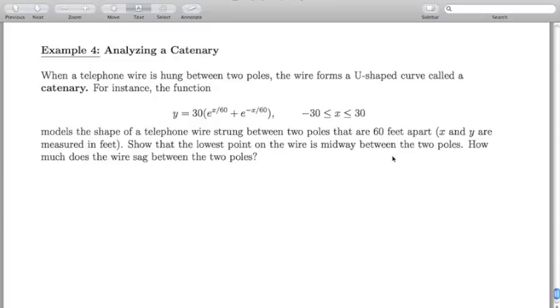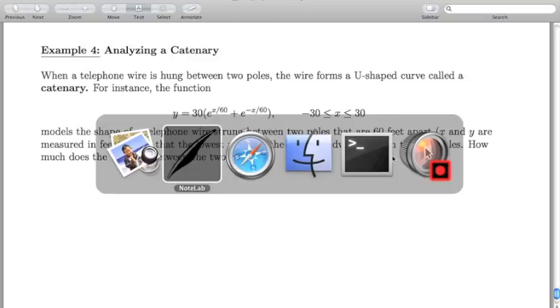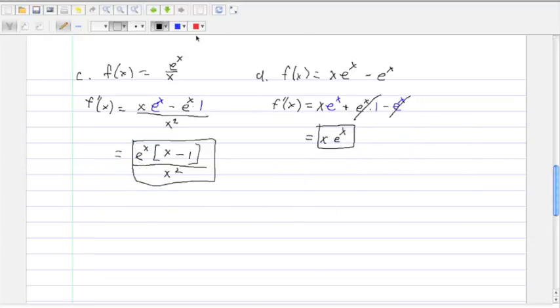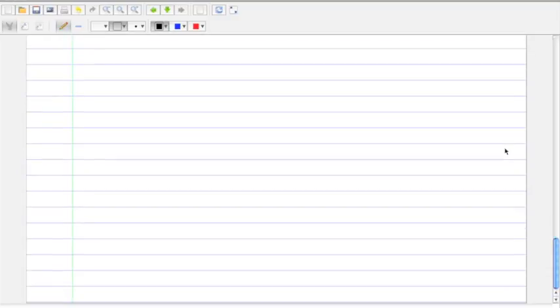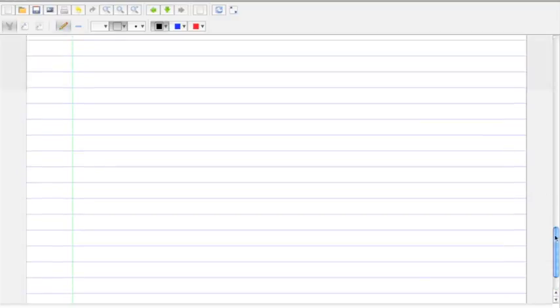Confirm that that is indeed a minimum. Okay. So again, this goes back to the notion of our optimization where we find max and min. So this is example 4.